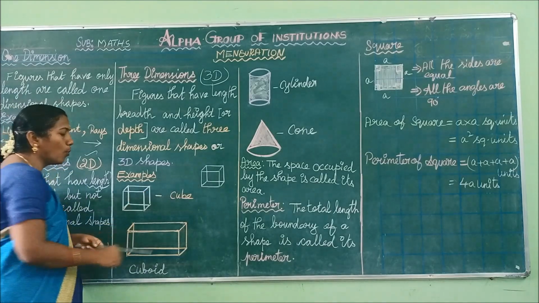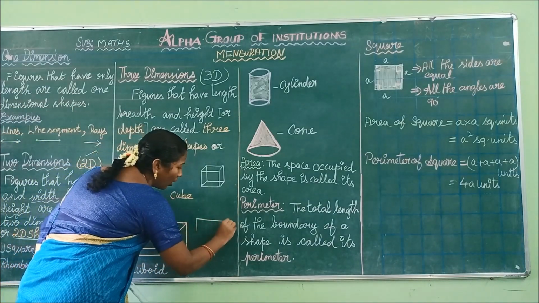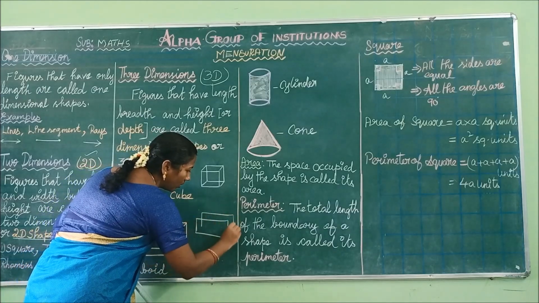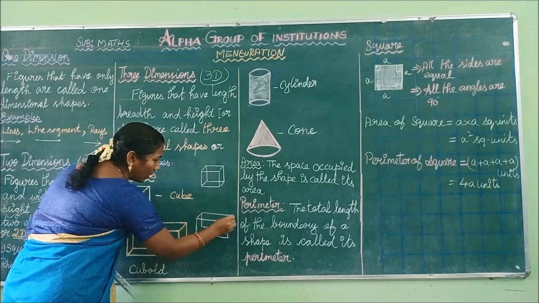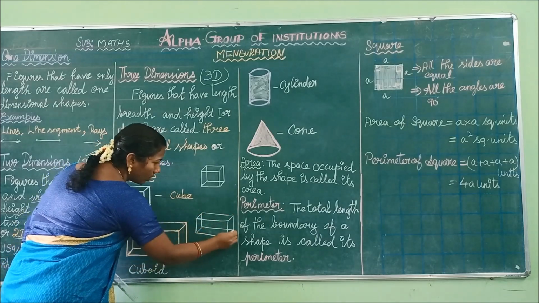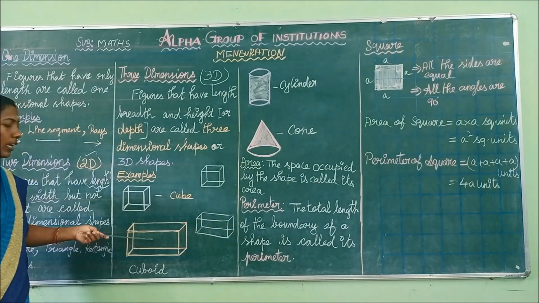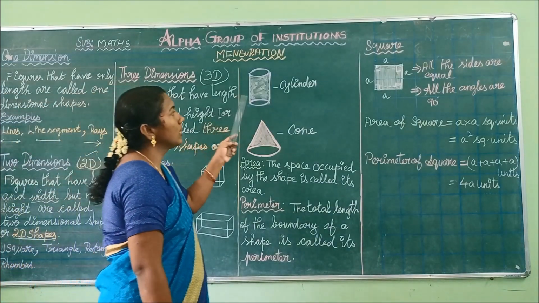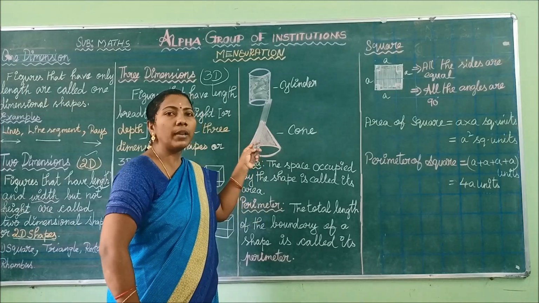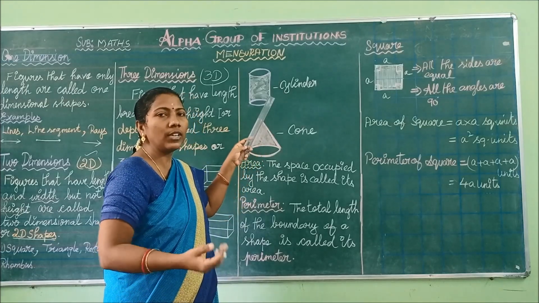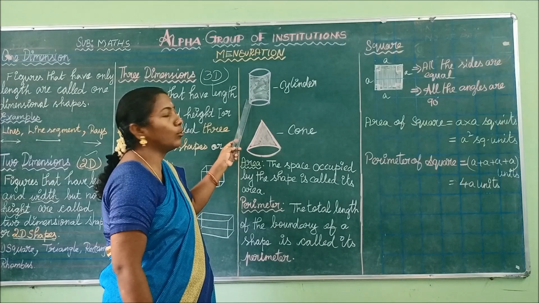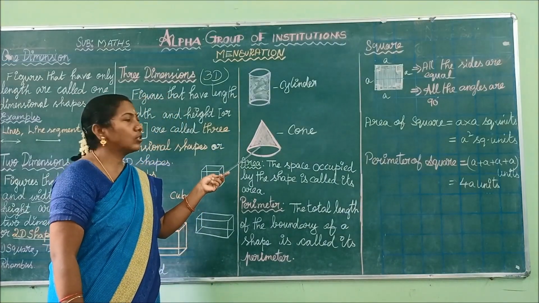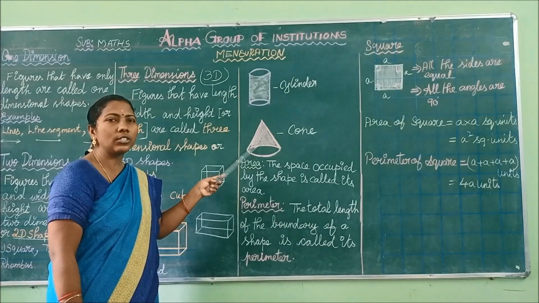How do you get the cuboid? By taking the three dimensions of a rectangle, we can get the cuboid. This is the way you have to draw the cuboid. Do you understand, children? What is the name of this shape? Cuboid. See the next one. This is a cylinder. It has length, breadth as well as height, otherwise you can say depth. So this is said to be a three-dimensional shape. What is this? Cone. So this is also a three-dimensional shape.